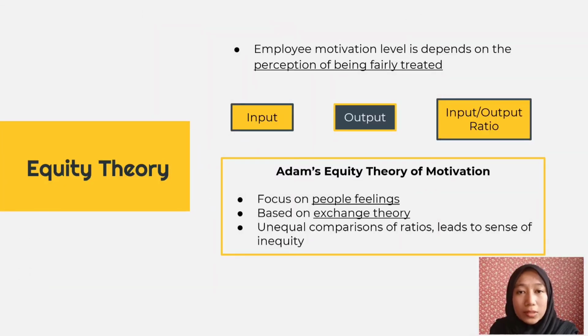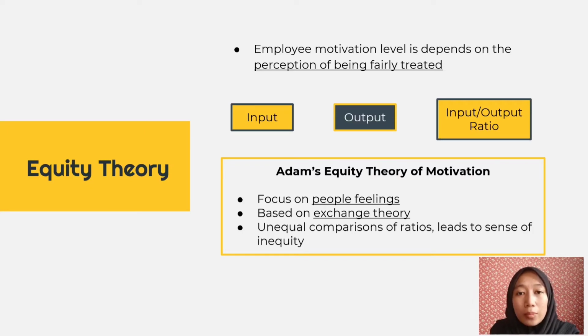Alright, now I will explain the second extrinsic theory, which is equity theory. This theory stated that employee motivation level depends on the perception of being fairly treated for the task-related efforts when compared with other employees. There are three main components of equity theory, which are input, output, and input-output ratio. Inputs are the employees' contributions such as time, skills, experience, and education. Meanwhile, outputs are the elements that the employees receive for doing their job such as pay, bonus, insurance, and recognition.